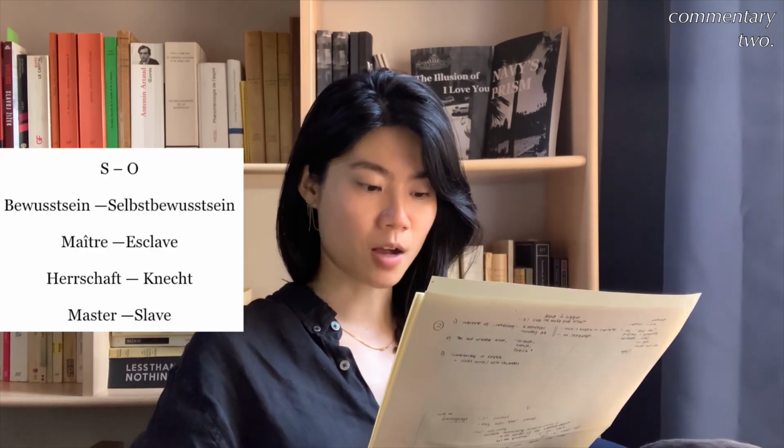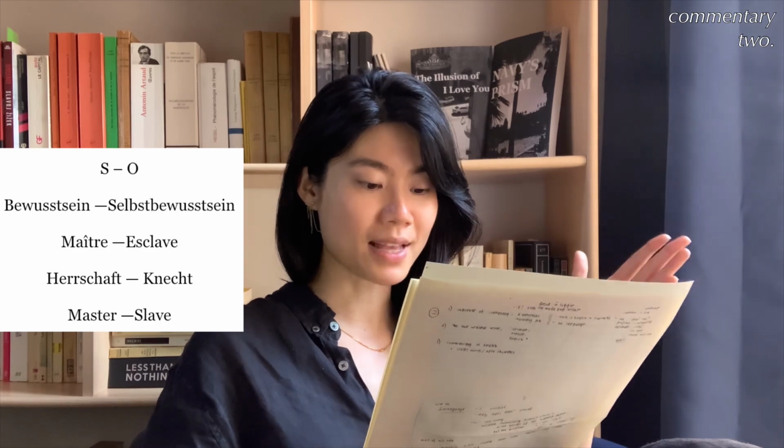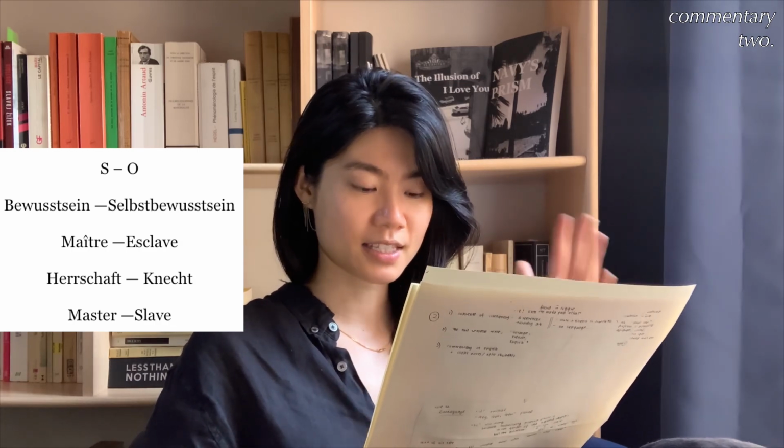So we have subject, object, Bewusstsein, Selbstbewusstsein, Maître, Esclave, Herrschaft, Knecht, master-slave. According to Kojève, ibid., the origin of Selbstbewusstsein is desire, but this desire is more precisely the desire for another desire in the form of recognition, Anerkennung. This recognition is sought through the domination of one desiring subject who, and I use the word in French, supprimer, but it's eliminate, cancel, remove, abolish, the other by forcing them to submit, that is, to renounce the satisfaction of their own desire for recognition.